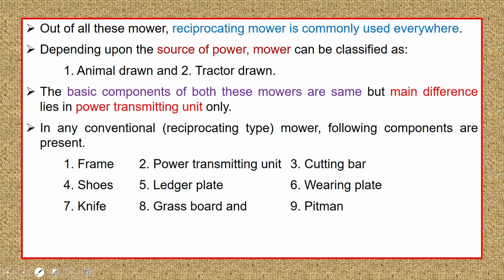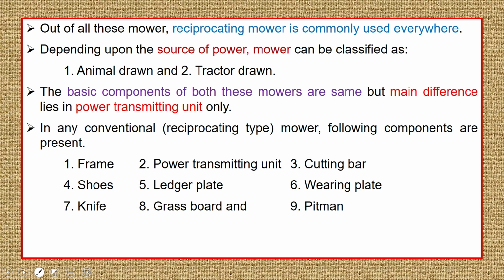So in any conventional reciprocating type mower, these are the common components. The frame provides space for all the associated components of the mower, and the power transmitting unit is the part of the mower that generates the power and delivers that power to the cutter bar unit, where the cutting of the crop will take place. The cutter bar is the assembly including blades, knives and other associated parts where the cutting of the crop actually takes place. Shoes are two parts.